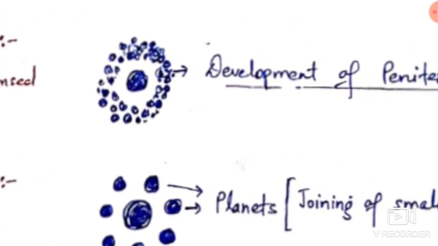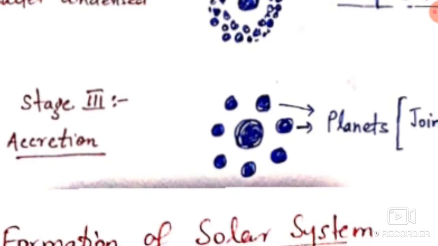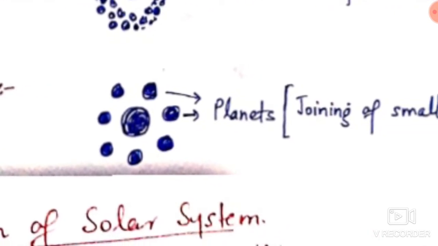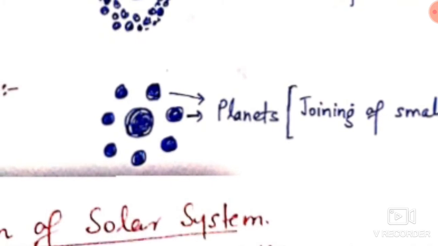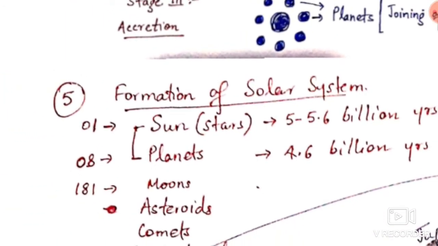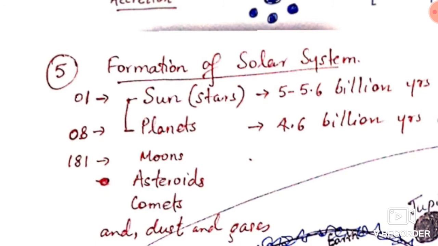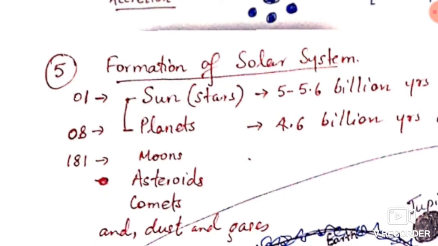And in the third stage, these planetesimals join together through the process of accretion and form the basis of planets. Now come to the formation of solar system. And you know, our solar system comprises sun, planets, moons, asteroids, comets, dust and gases. In our solar system, there is a single star which acts as a core around which all the 8 planets are moving or revolving. Our solar system comprises 181 moons. It's very strange but true.